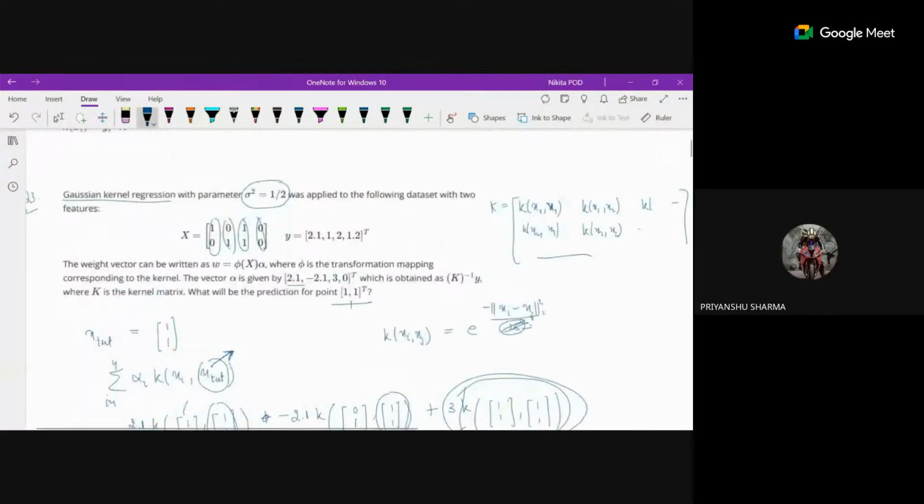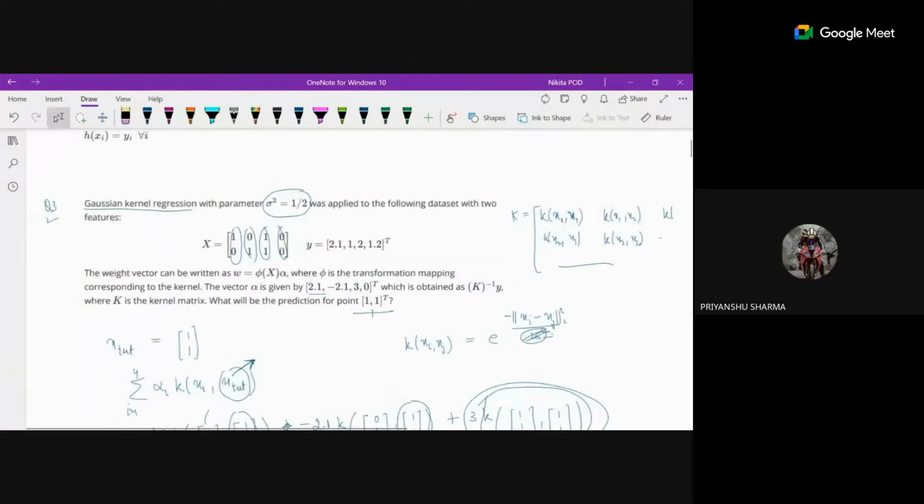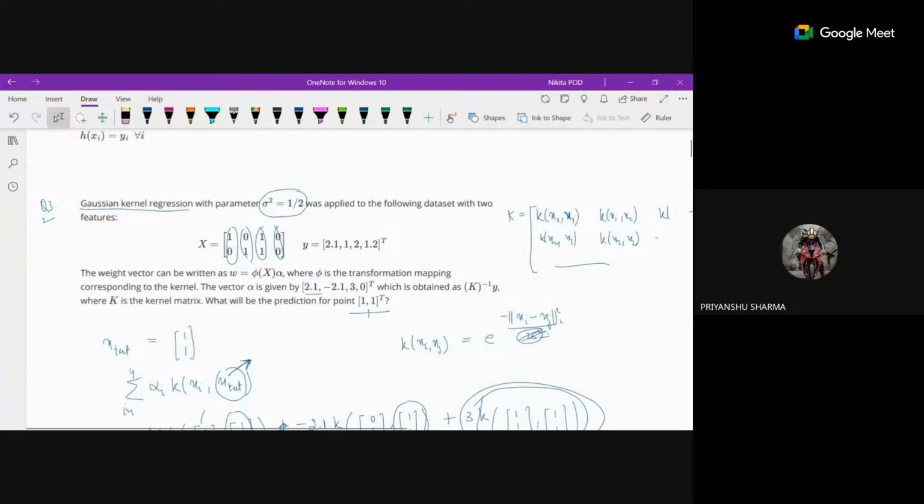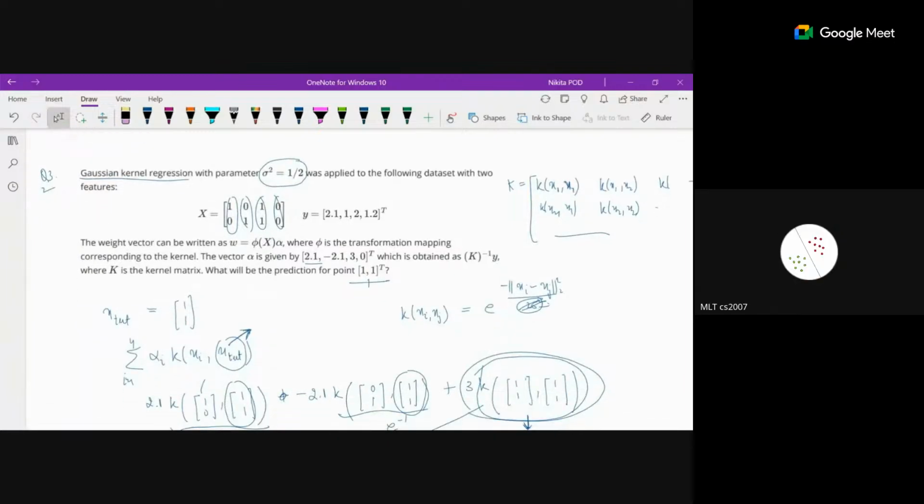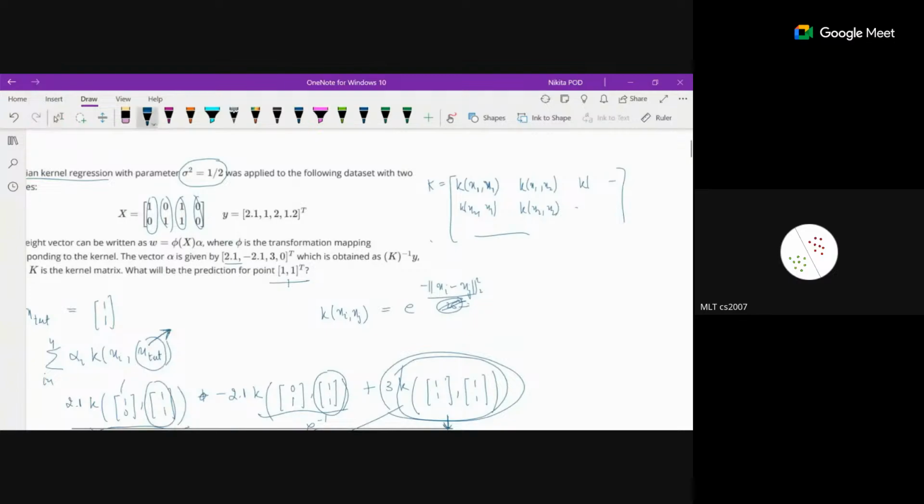In this case, is x1 taken from the training data or test data? For this k, x1 is from the training data. Okay, ma'am.